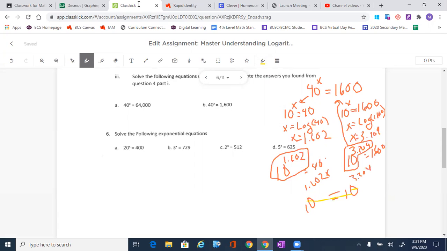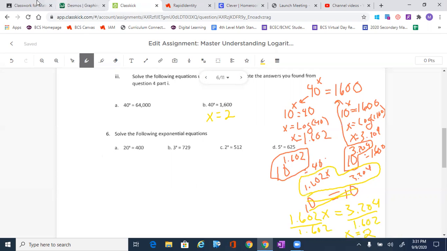The bases are the same. So all I need to do is set the exponents equal to each other. So I just write 1.602x equals 3.204. And then we divide. You can divide that in and you will get 2. Okay, so x equals 2.